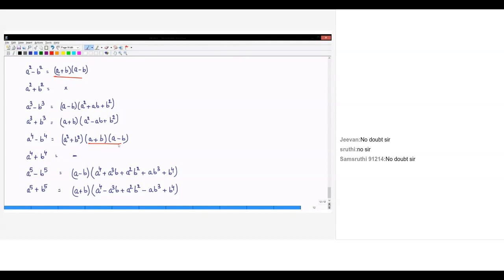When power is odd, if it is a cube plus b cube, then a plus b. If it is a cube minus b cube, then a minus b. Right? This is when the power is even, or when the power is odd. So I can simply say, given thing is like a power n minus b power n.